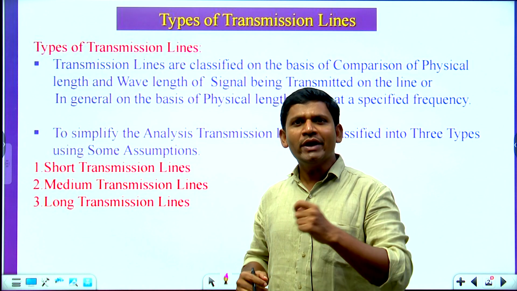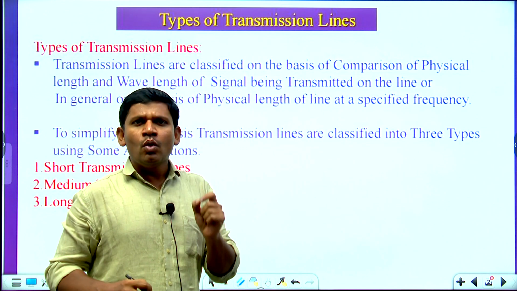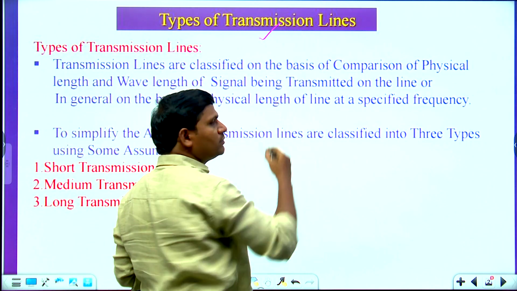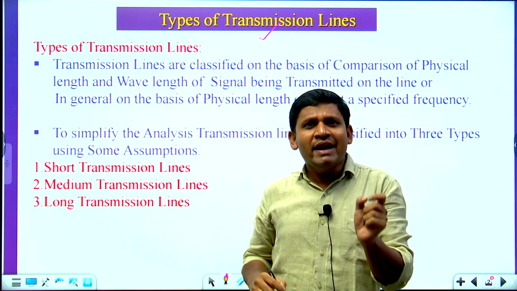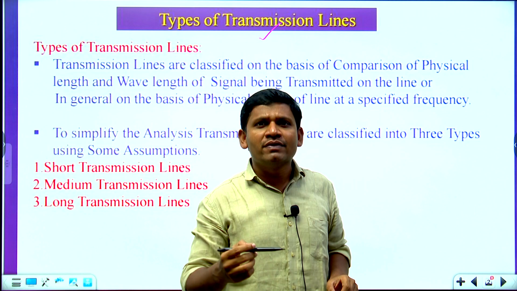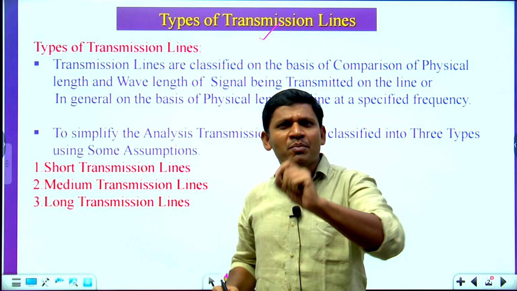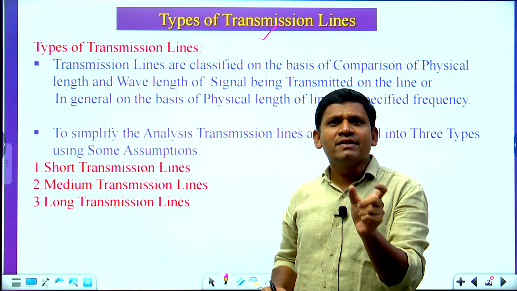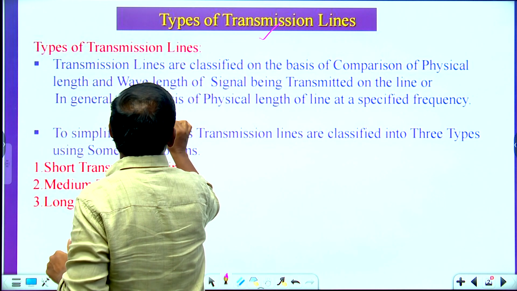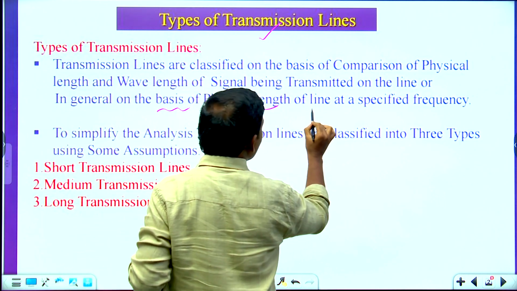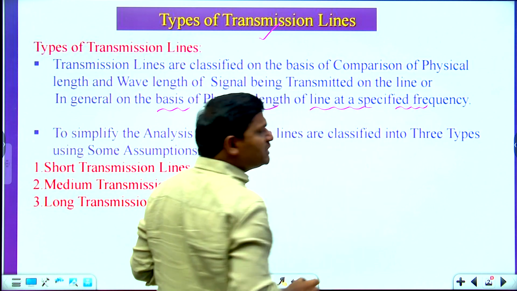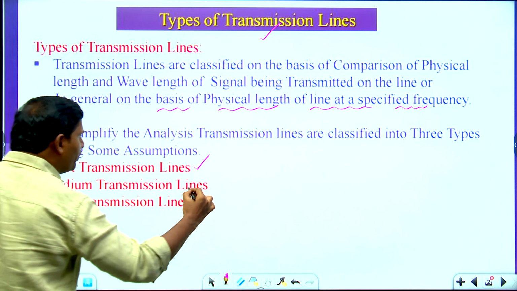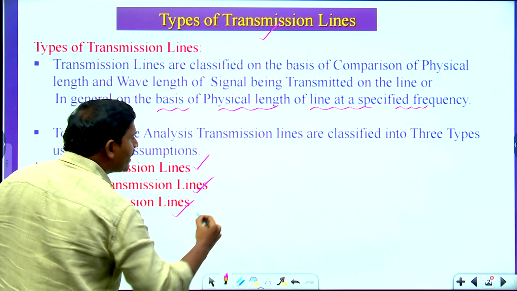Myself Surendra Babu. Students, in this video I am going to discuss one important gunshot concept from your exam point of view, that is types of transmission lines. Students, we know that the transmission lines are classified into different types based on the physical length of the line. This is a very important question we can expect, students. On the basis of physical length of the lines at a specified frequency, the transmission lines are classified into three types: short transmission line, medium transmission line and long transmission line, students.